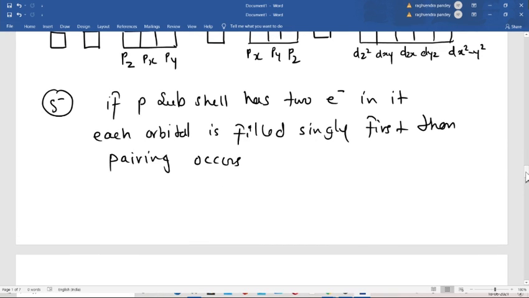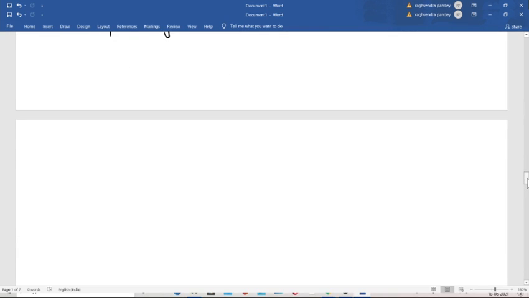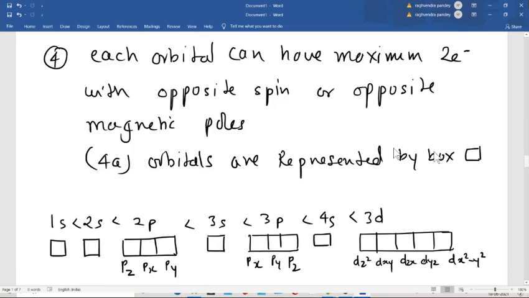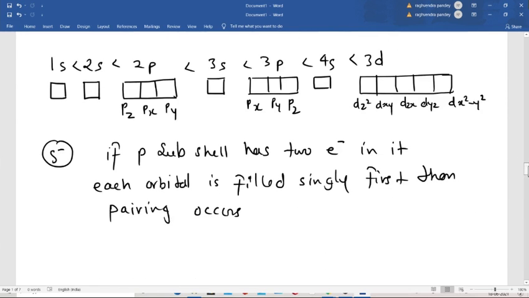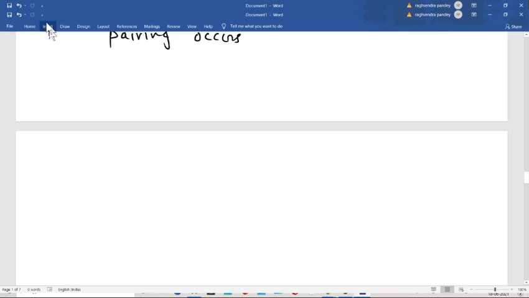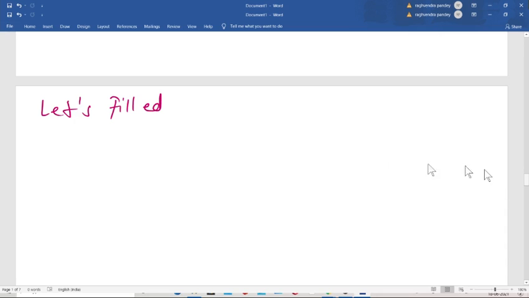Now let's fill the electrons. When you fill, only then will you understand. These are just statements, so they don't matter unless you fill it. Unless and until you fill it, you cannot remember this. So let's fill the electrons. We will start with hydrogen and all that.